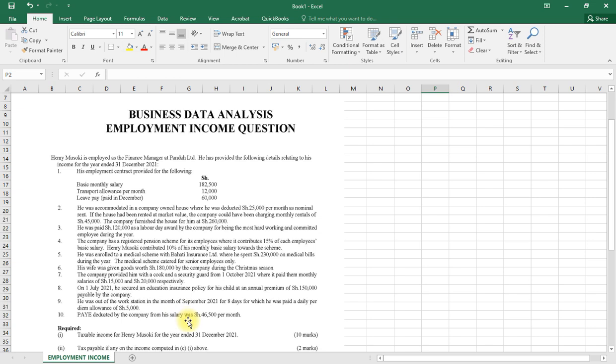Pay deducted by the company from his salary was 46,000 per month. So you are required to compute the taxable income for Henry Musyoki for the year ended 31st December 2021, and the tax payable, if any, on the income computed in C1 above.